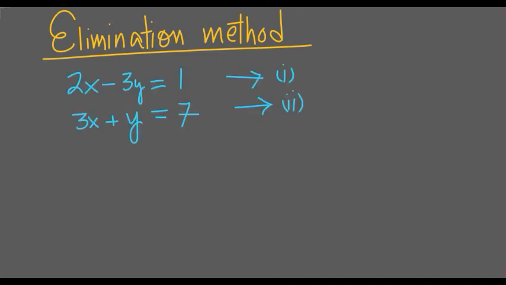So the equation 2x minus 3y equal to 1, we take as the first equation, and the next one, 3x plus y equal to 7, as the second equation. Now in the elimination method, the technique we follow is that we need to remove any one of the variables. For that you need to look at the coefficients of the variables. So first, notice if any of the variables have the same coefficients, then directly subtract one equation from the other, either one.